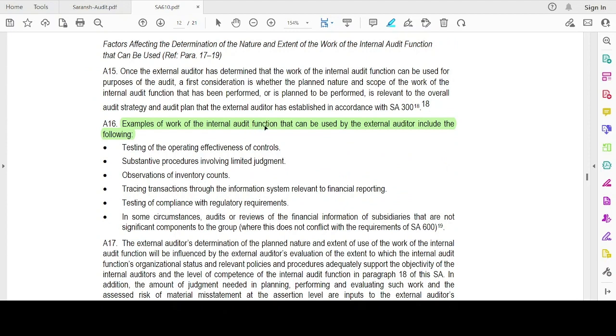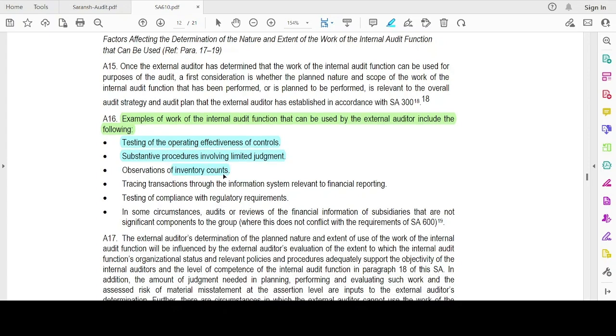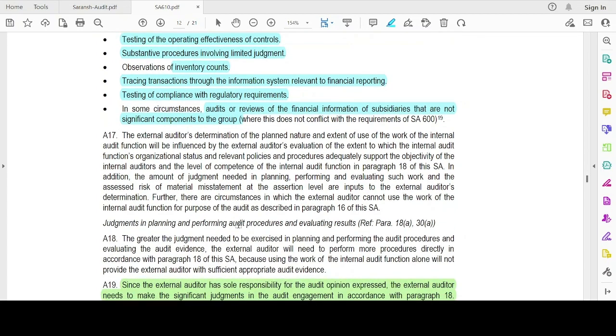Examples of the work of the internal audit function that can be used by the external auditor include the following. Where all can I use the work of the internal audit function? I can use it for testing the operating effectiveness of controls. Substantive procedures involving limited judgment. Inventory count, I can use. Then tracing transactions through the information system relevant to financial reporting. For some transactions, I have to find where the origin is. For that, I can use their work. Testing compliance with regulatory requirements. In some circumstances, audits or review of financial information of subsidiaries that are not significant to the group. So, immaterial subsidiaries, I can hand over to them.